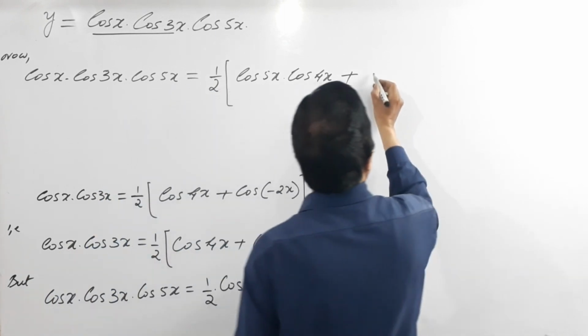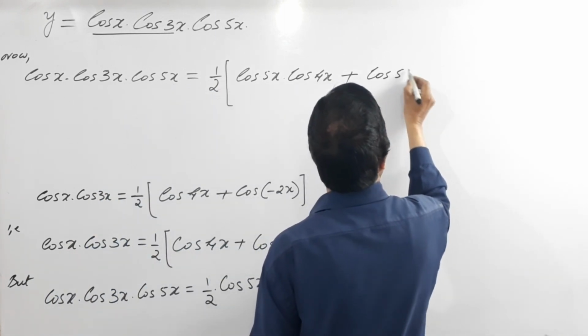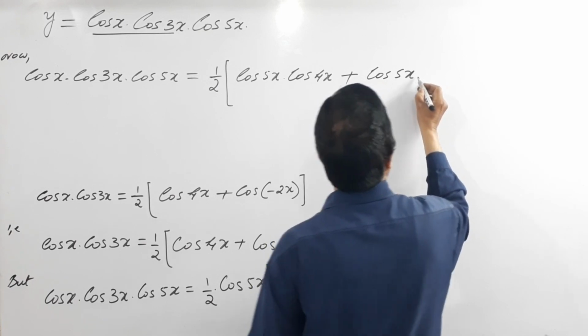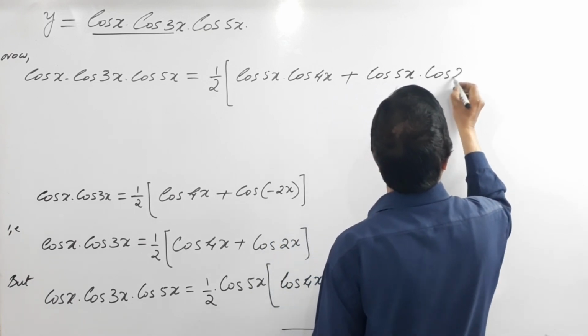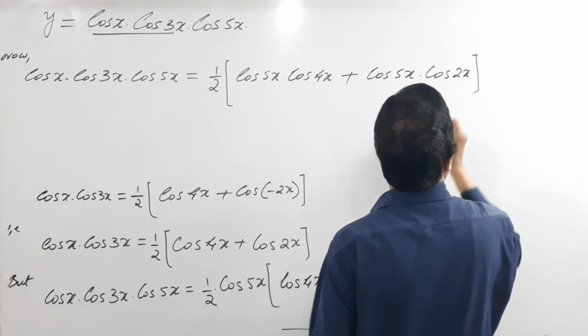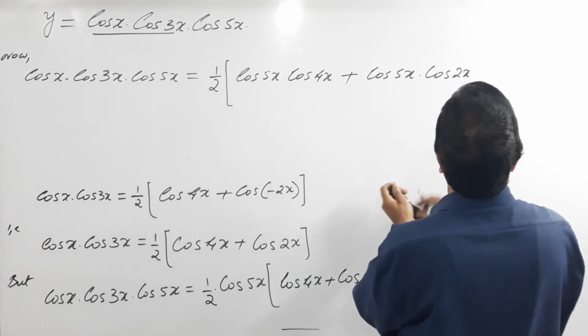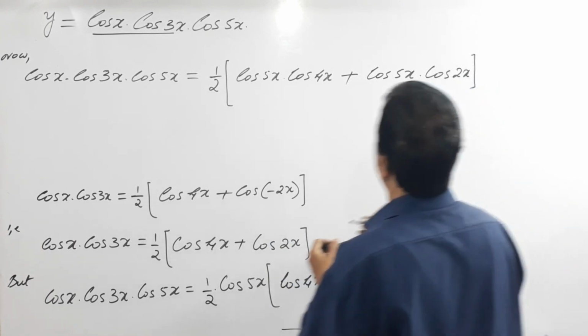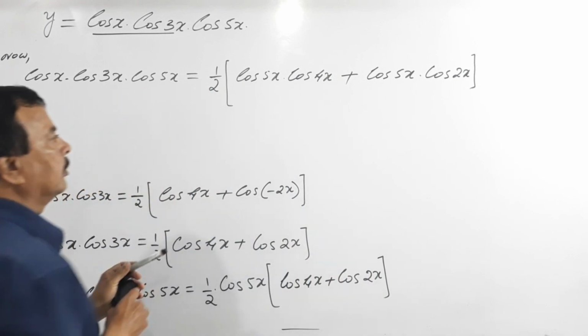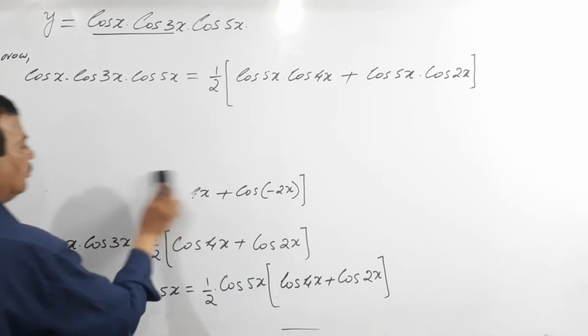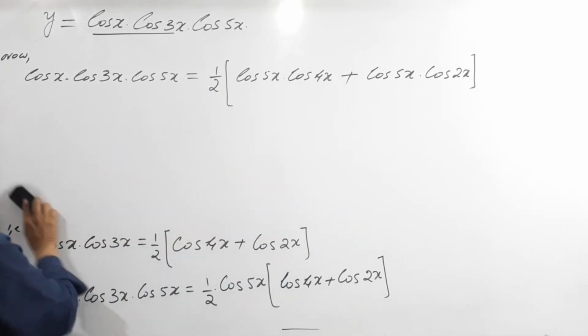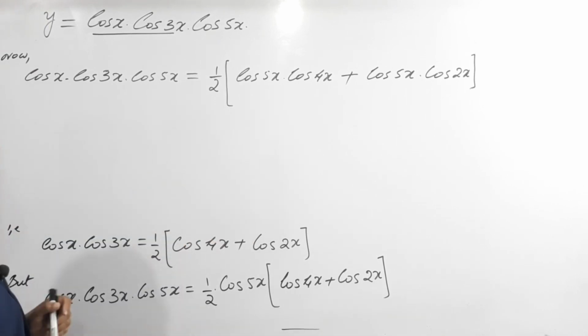So cos 5x into cos 2x. Am I clear? Yes, I hope you have understood this.